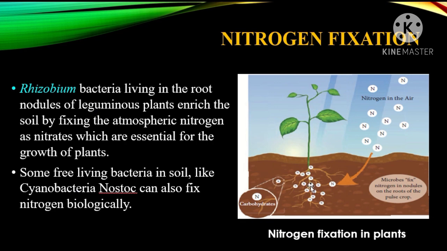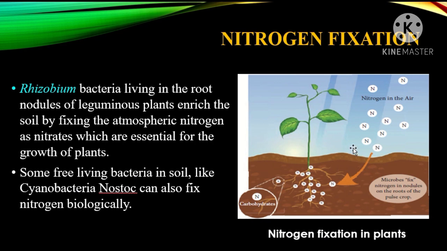It lives in the root and forms what? Nodules. And the roots are called nodulated roots. So the rhizobium bacteria live in the roots of certain leguminous plants. I told you earlier, an example of a leguminous plant may be a bean or a pea, or rice is an example. So rhizobium bacteria living in the root of certain leguminous plants form nodules in the root, and that is called a root nodule, and they enrich the soil by fixing the atmospheric nitrogen.